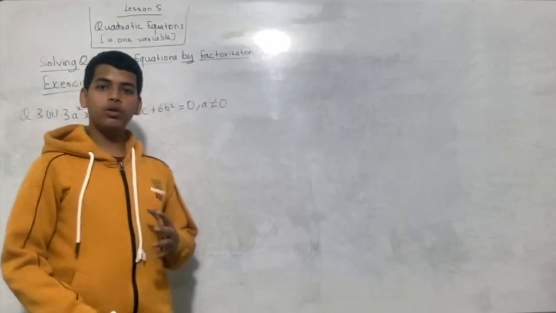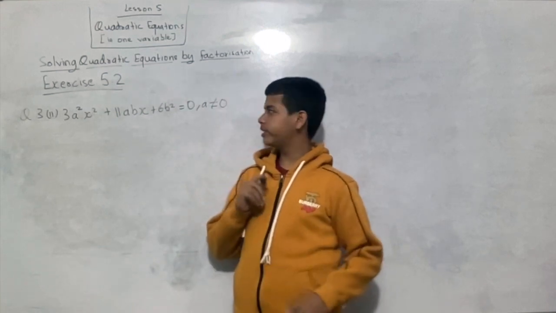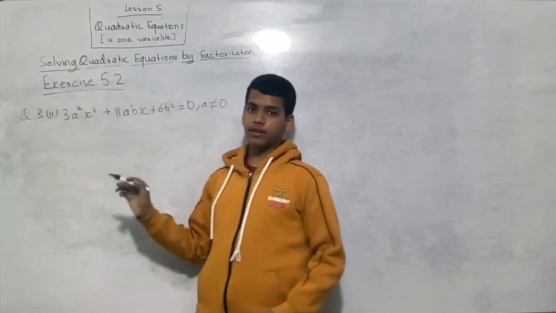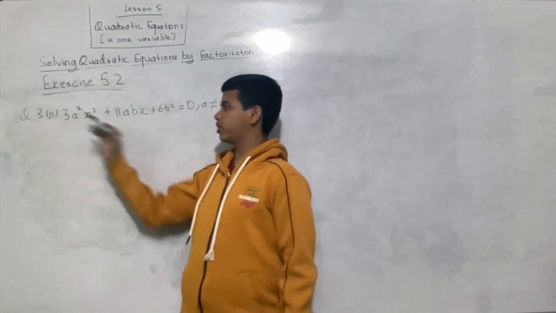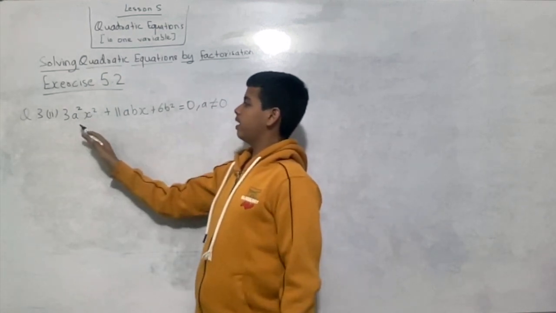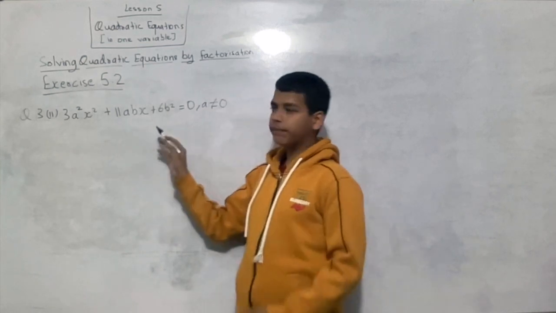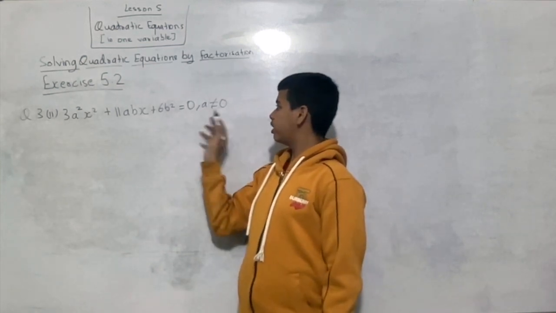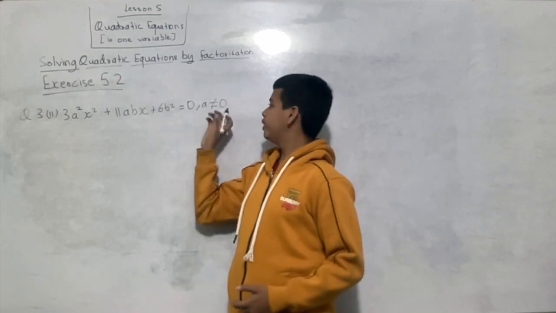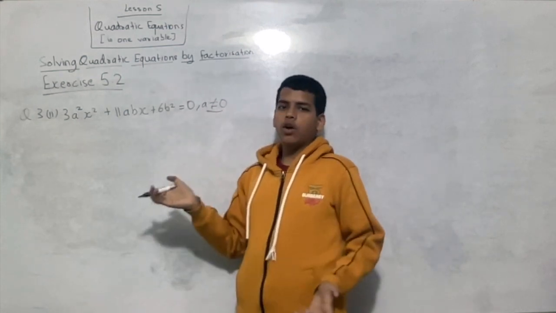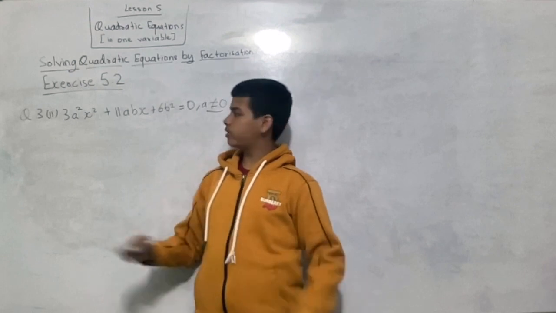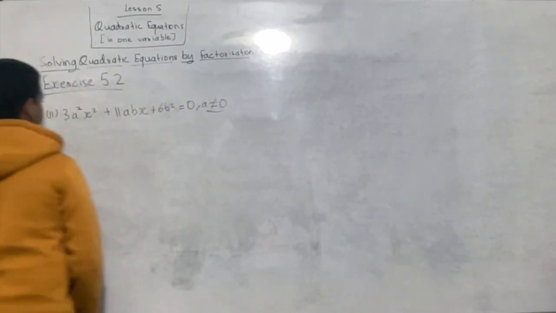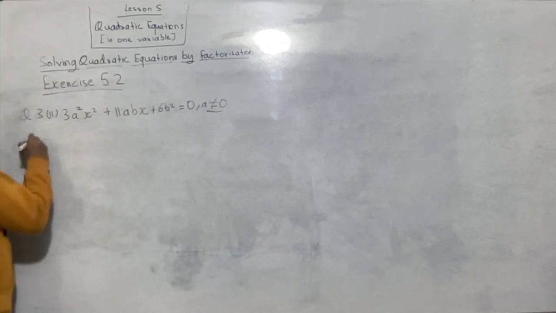Here we are moving to more and more interesting questions. Here what do we have? Yes, we have the second sub question of question third, which says that 3a square x square plus 11abx plus 6b square is equal to 0, where a is not equal to 0. Now they didn't need to mention it, but it is obvious, right? Because in a quadratic equation a cannot be 0. That's it. Now let's solve this one.